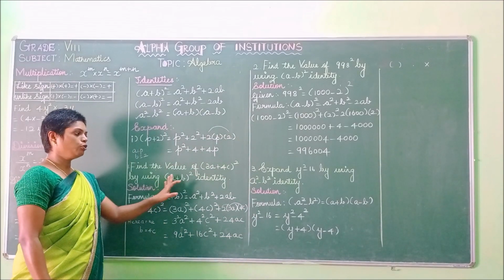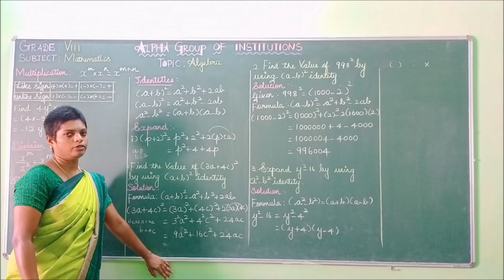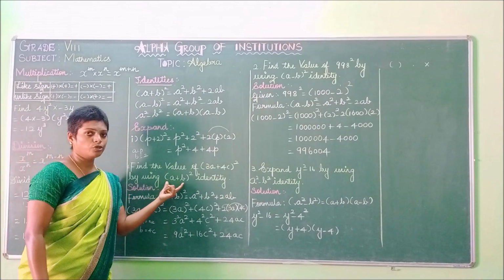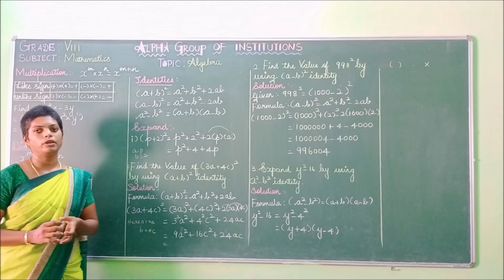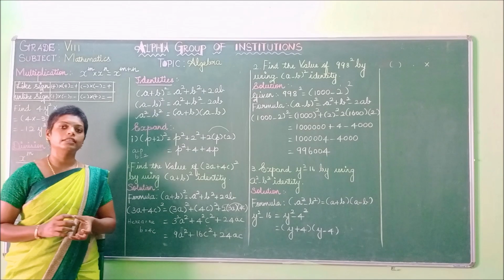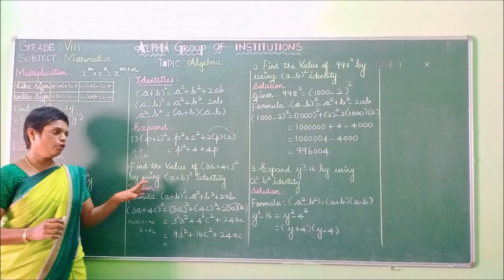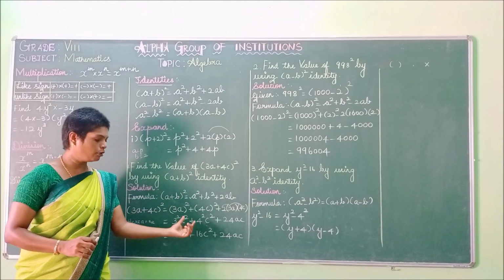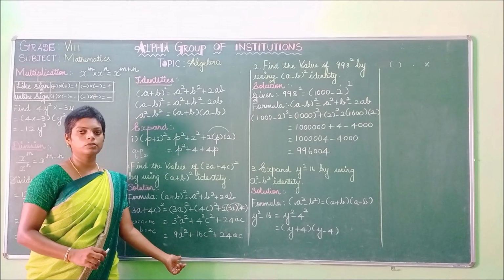If they ask you to find the value using the identity, you have to do this same way. Okay, so listen once again. They ask you to use which identity? The first identity, (a + b) whole square. What is (a + b) whole square? It is nothing but a square plus b square plus 2ab. So you can relate with this value, substitute those values and put the powers separately. Afterwards, solve this one.